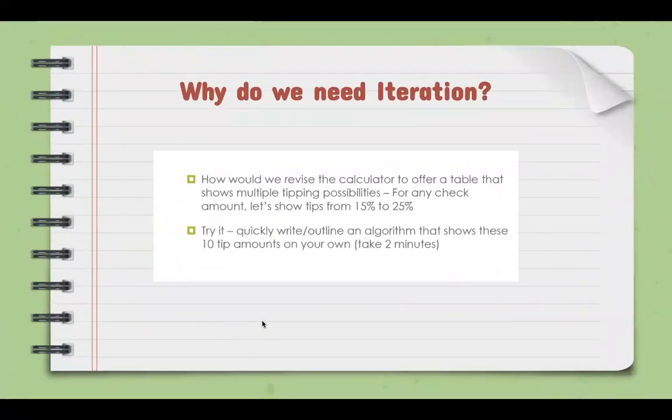So how do we revise a calculator to offer a table that shows multiple tipping possibilities for any check amount? Let's show tips from 15% to 25%. This is kind of like a question just to get you guys thinking. You don't exactly have to do it right now, but just start thinking about how we simplify an algorithm to involve iteration and make it easier for the user.